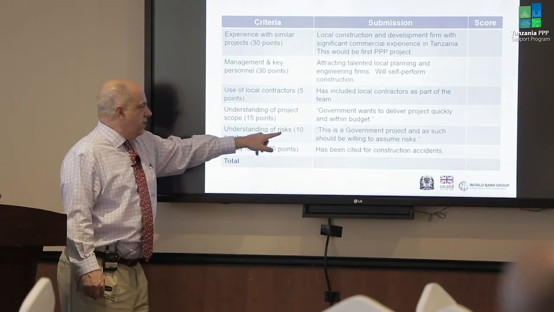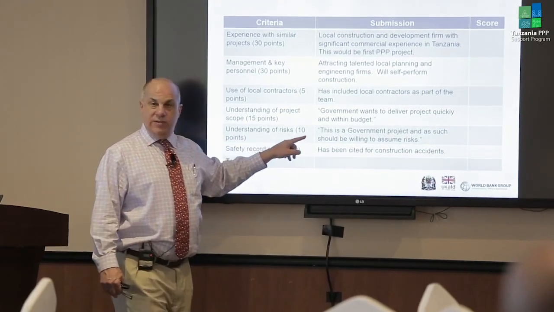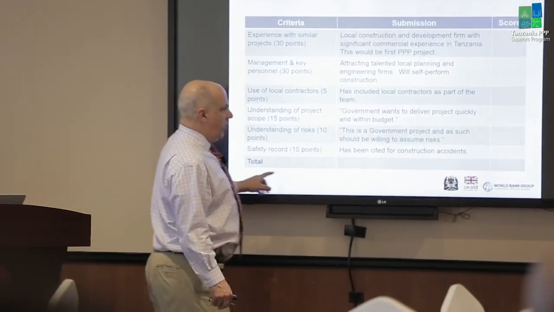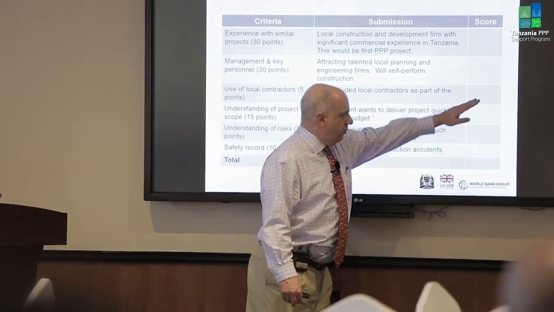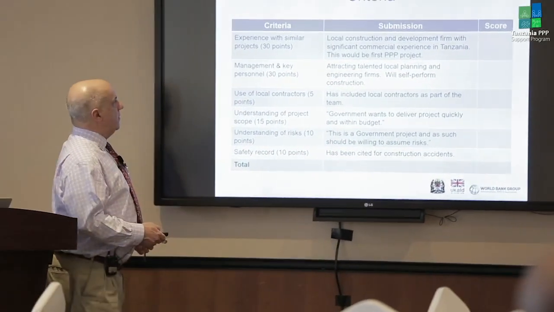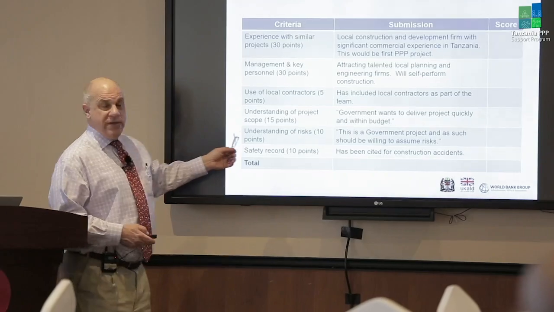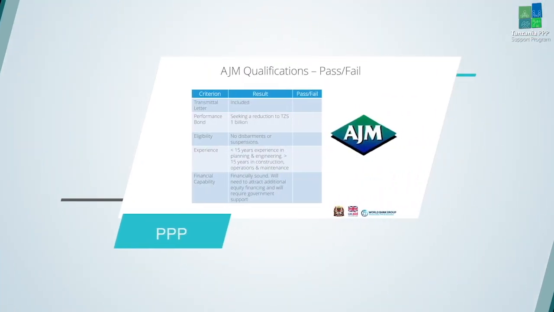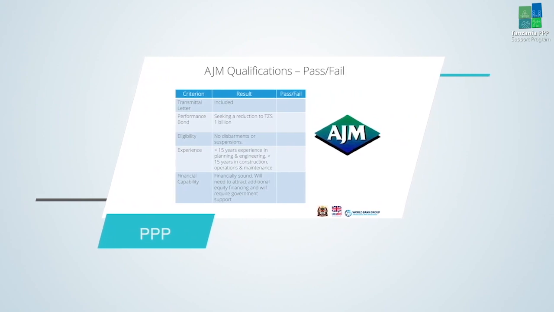Similarly, down here, understanding of risk, they only can get up to 10 points. So same thing, can't be more than 10. The total, well, you would just add all these up and you'd get a total. All right? So you have that. You will have this for each proposal as well. So we have a pass-fail scoring matrix.